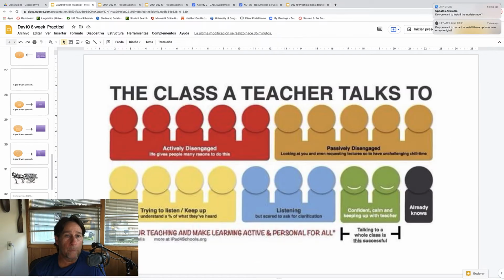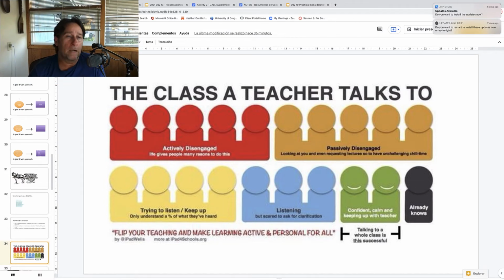Okay, so hopefully you're back now. And what we're going to talk a little bit about here is an interesting graphic that I think about when the teacher is up in front of the class and the teacher does all the talking. This kind of shows what a class looks like. A portion of that class is actively disengaged. They could care less about what's going on. Some of them are passively disengaged.